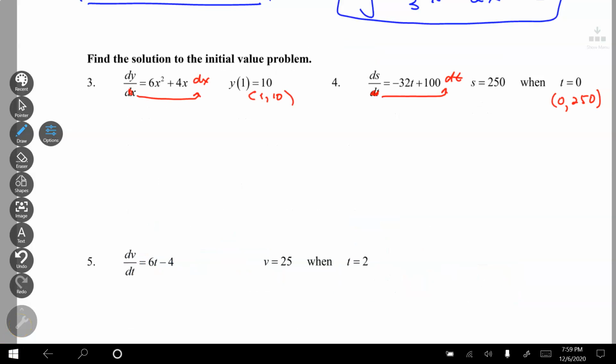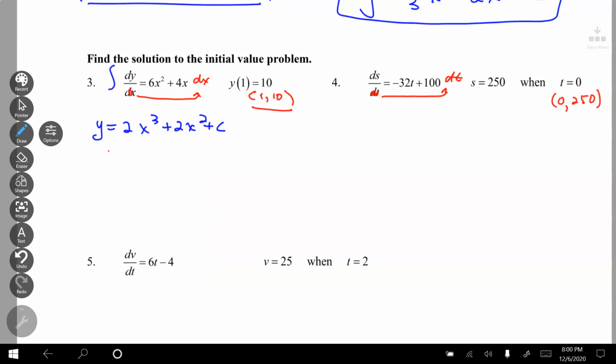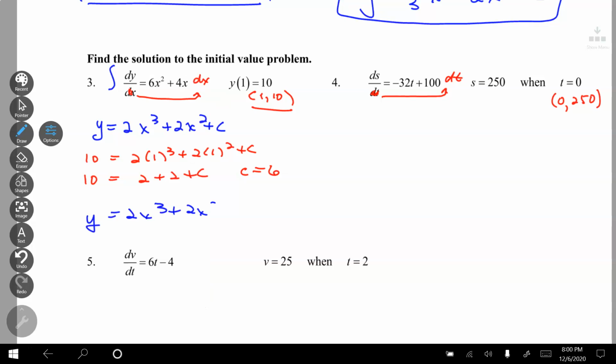I'm going to take these antiderivatives by moving the dx over, and I know I have y equals x to the third. I need a 2 plus x squared. I need a 2 plus c, and now I could use my initial value of 1, 10. I could do 10 equals 2 times 1 cubed plus 2 times 1 squared plus c. 10 equals 2 plus 2 plus c. I get c equals 6, and then I can rewrite this as y equals 2x cubed plus 2x squared plus 6 as my solution to the initial value problem.